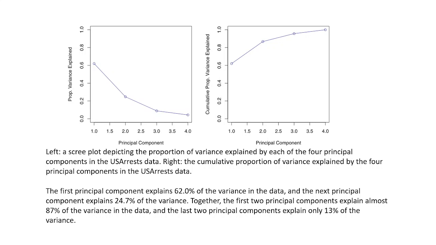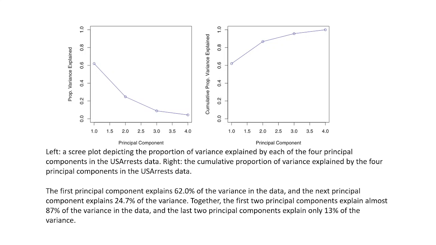The left one is the scree plot, which depicts the proportions of variance explained by each of the 4 principal components in the case of US arrest data. We just consider 4 because we only have 4 features. On the right hand side is the same plot, but this one is the cumulative proportions of variance. On the left one, the first principal component explains 62% of the variations in the data. So it's just a little bit above 0.6 here.